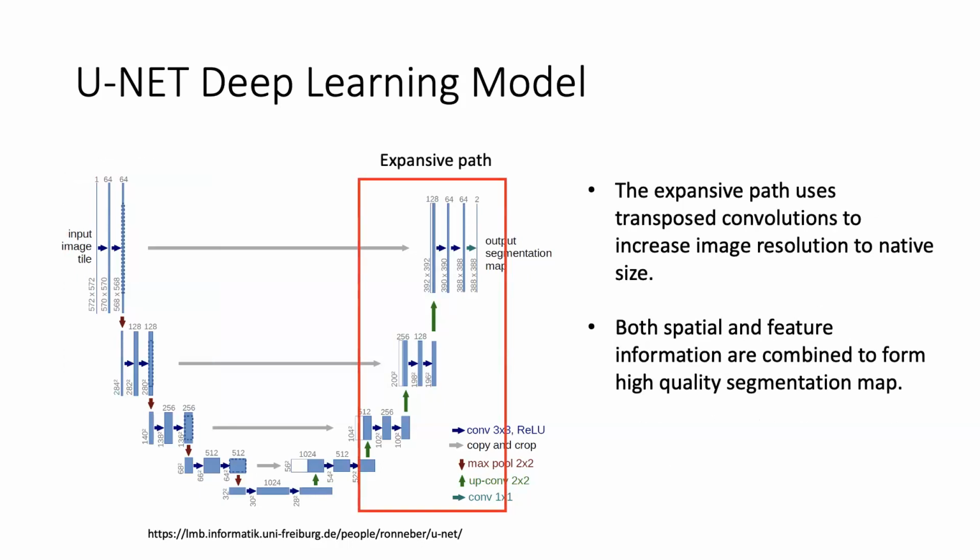The second half of this model is the expansive path, and this path uses something called transposed convolutions. So basically upward convolutions to get the image back into its original resolution because the contracting path condenses that image in order to extract features. So the expansive path uses both spatial and feature information and culminates that into optimally a high quality output segmentation map.